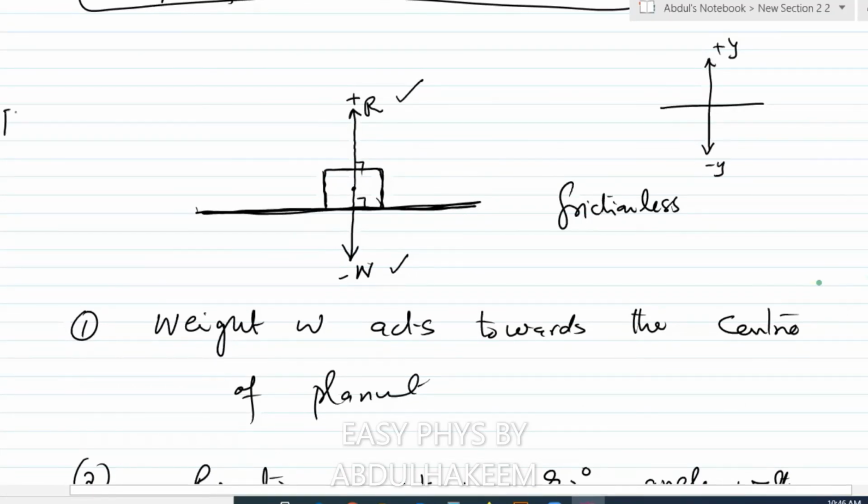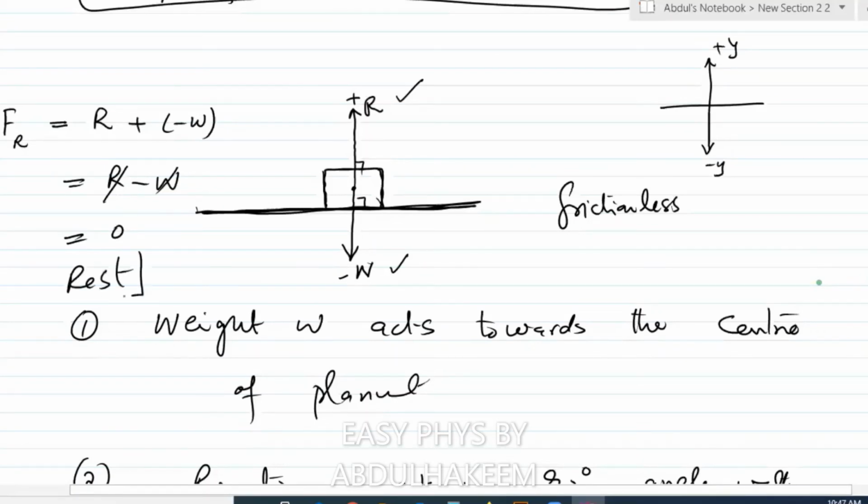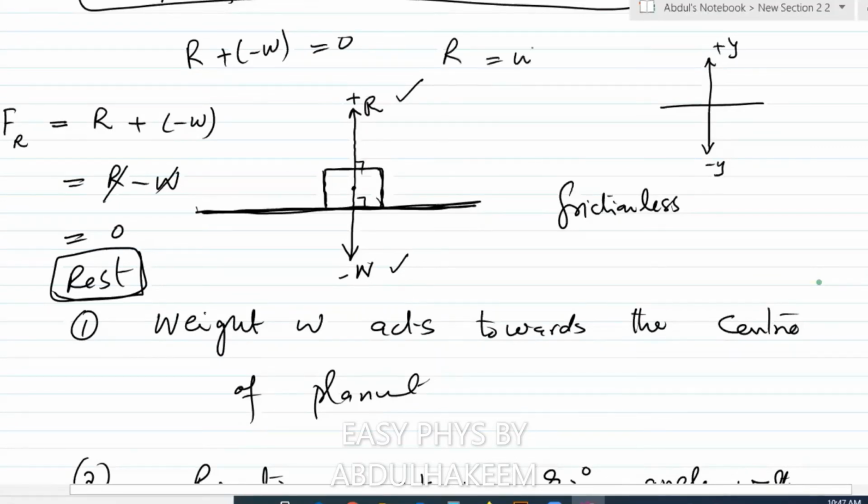In the flat situation, the reaction is upward, positive, and the weight is downward, negative, because in the vertical axis this is considered positive y and this is considered negative y. Now, what is the total force, meaning the resultant force when added? R minus W. Both are equal and cancel, so the resultant force is 0. That's why the object is at rest, which is called equilibrium. The vector sum of the two forces is 0. It means R is equal to W. So this is Newton's third law.